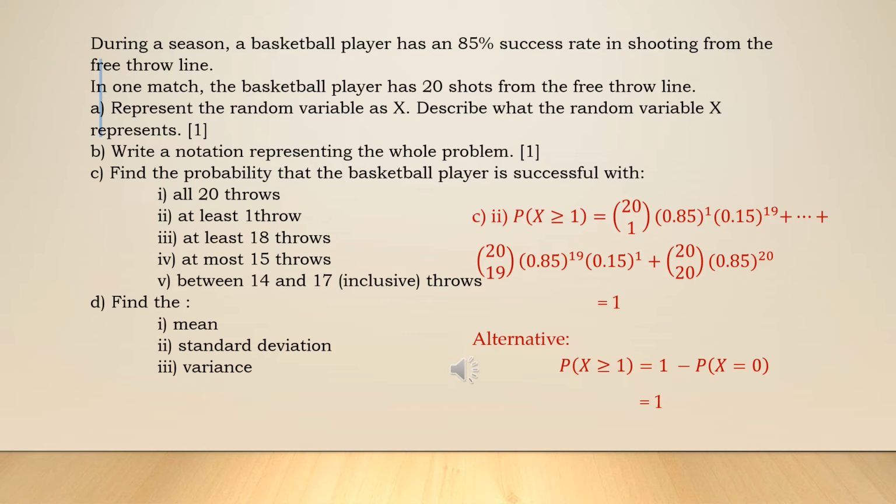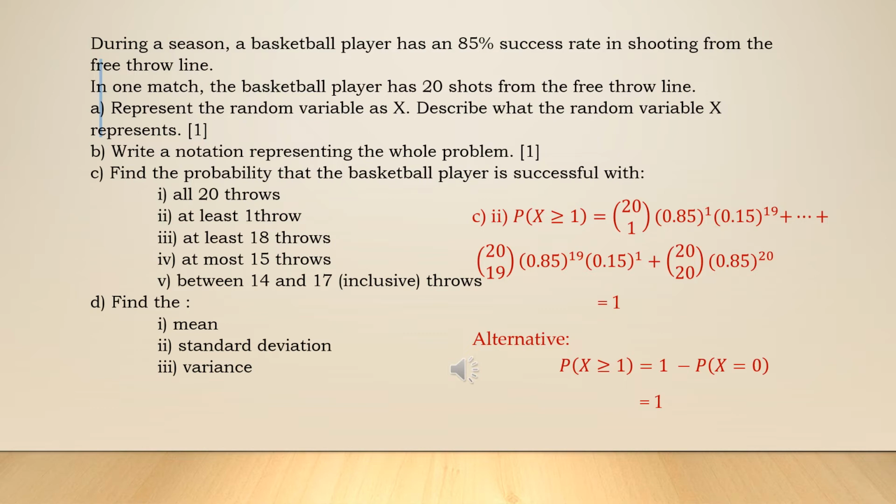You replace your exponents with the corresponding x value, and for the probability of failure, it's going to be n minus x, or 20 minus whatever the x value is. So you do it that way. It's quite long. And the shortcut, of course, is using your GDC.